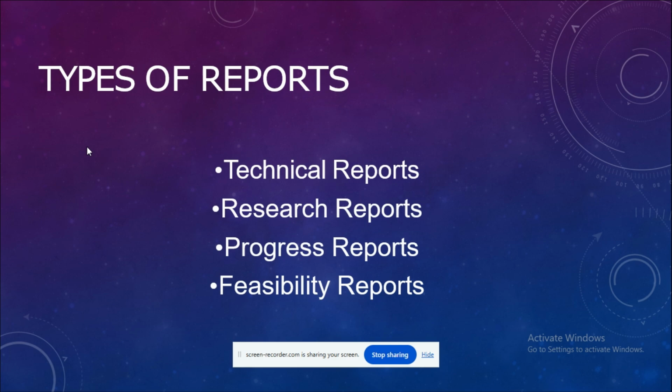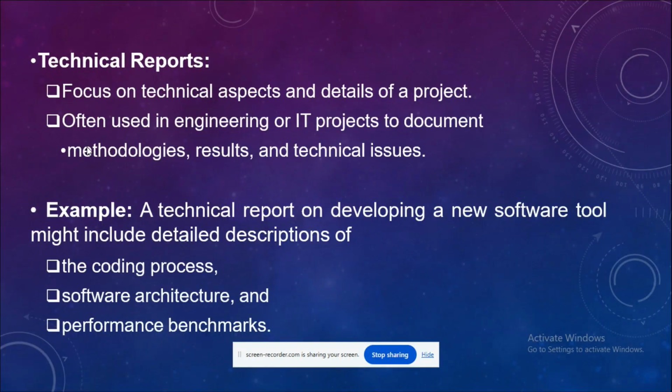Generally, the types of reports can be classified into four categories: technical, research, progress, and feasibility. When we talk about a technical report, the name itself says it concentrates only on the technical aspects of your project, not anything else. It worries about the methodologies, results, and technical issues. So if you are creating a technical report, you should concentrate on the coding part of your report.